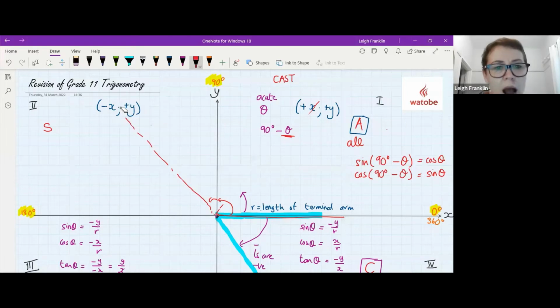All right. So there are two ways I can get into the second quadrant, but one way I can get into the second quadrant is by saying 90 plus theta. Remember we said when angles are positive, we're moving in an anti-clockwise direction. So that's why it's 90 plus theta.